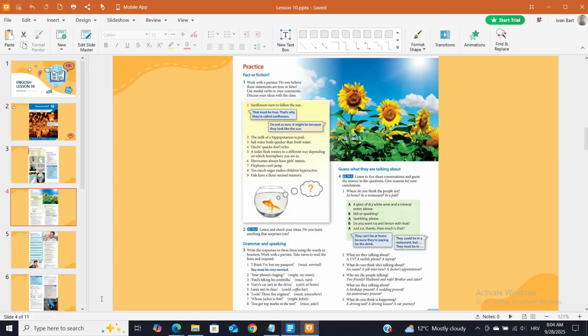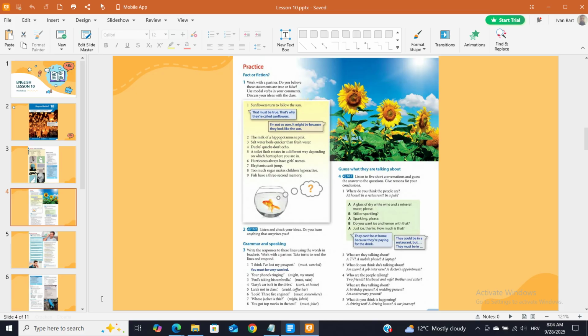10.3 Listen to 5 short conversations and guess the answer to the questions. Give reasons for your conclusions. 1. Where do you think the people are? At home? In a restaurant? In a pub? A glass of dry white wine and a mineral water, please. Still or sparkling? Sparkling, please. Do you want ice and lemon with that? Just ice, thanks. How much is that? They can't be at home because they're paying for the drink.